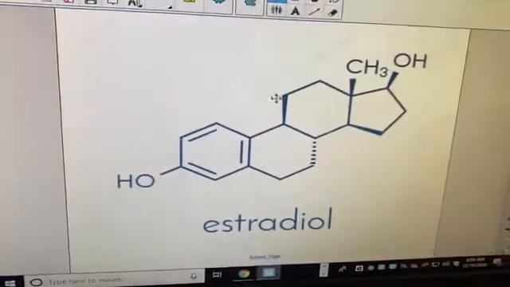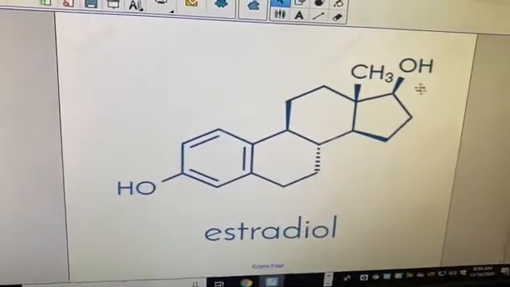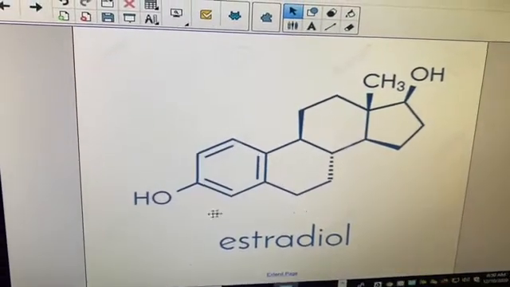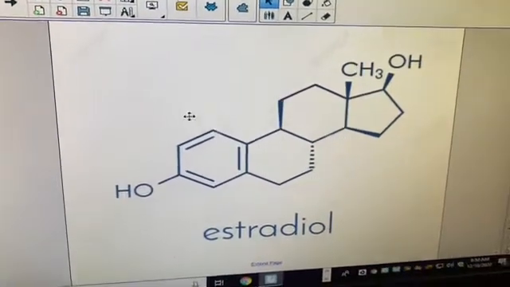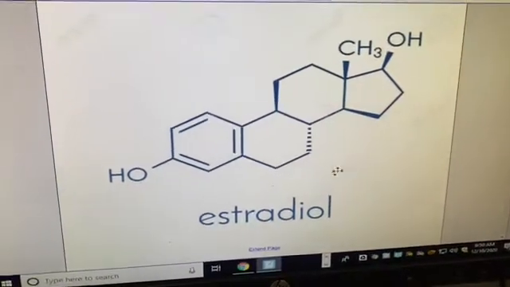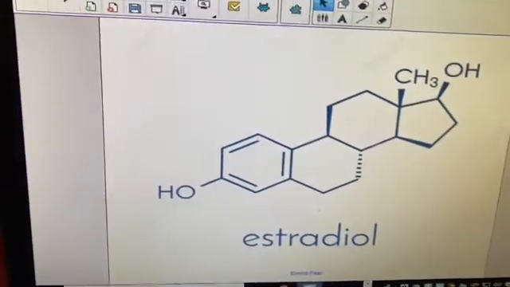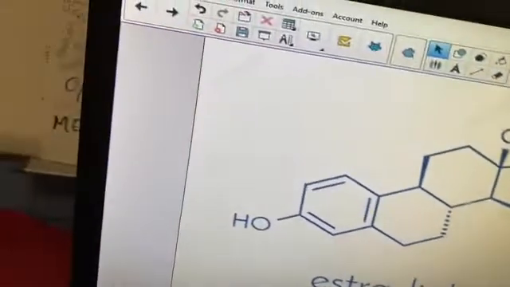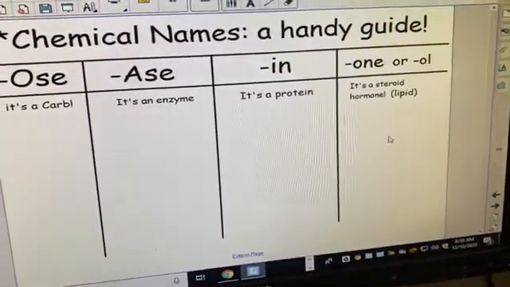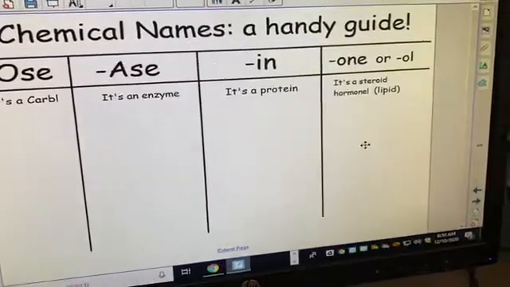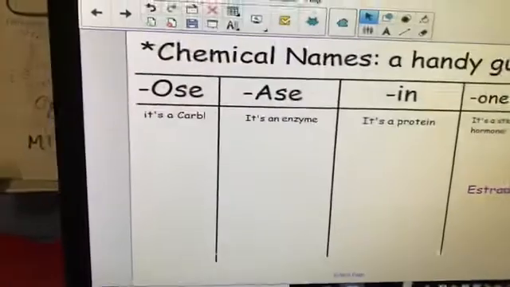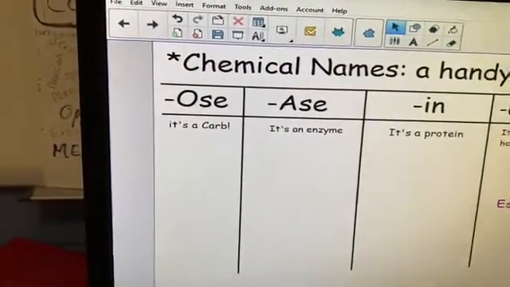Oh yeah, this is a reproductive hormone. This is called estradiol. Estradiol is a hormone that's got a number of jobs, and one of the things it does is help to manage the reproductive system, especially the making of eggs in females. Estradiol ends in ol, so that means it would be a lipid, a steroid hormone. See how this works? Right?